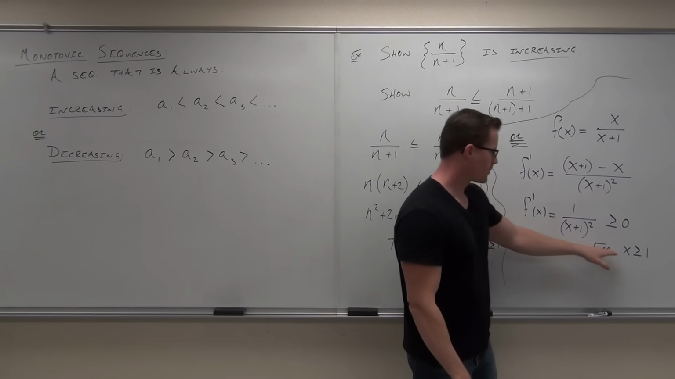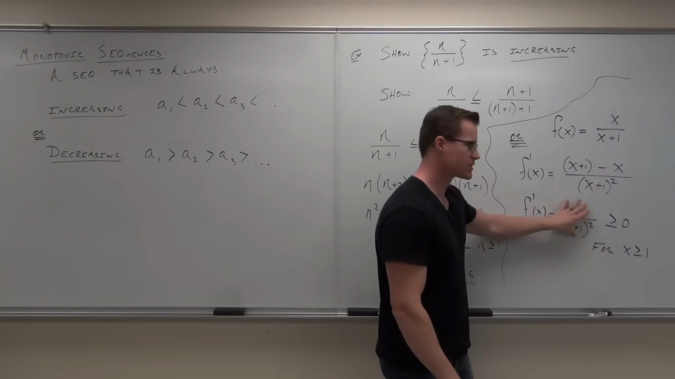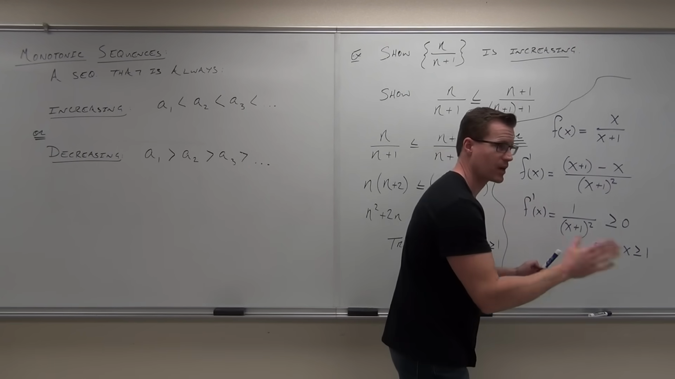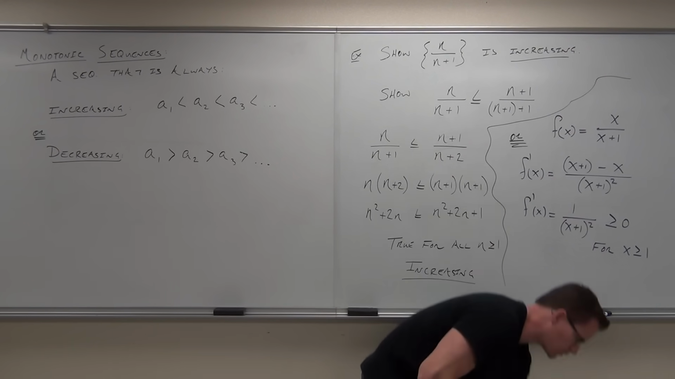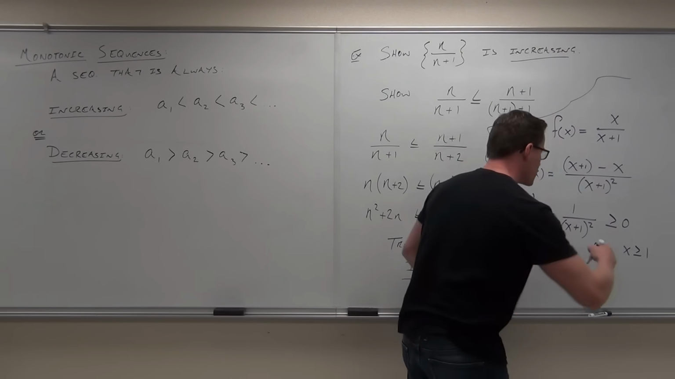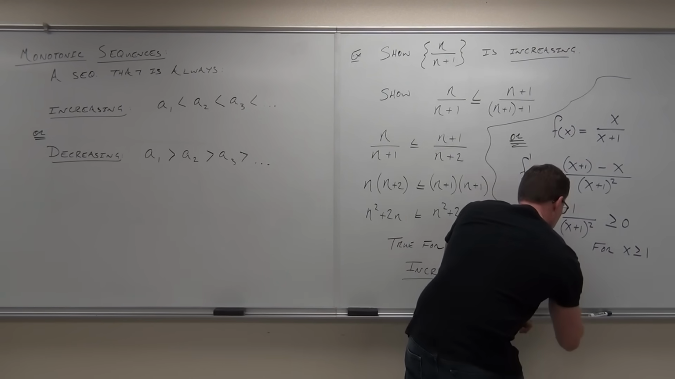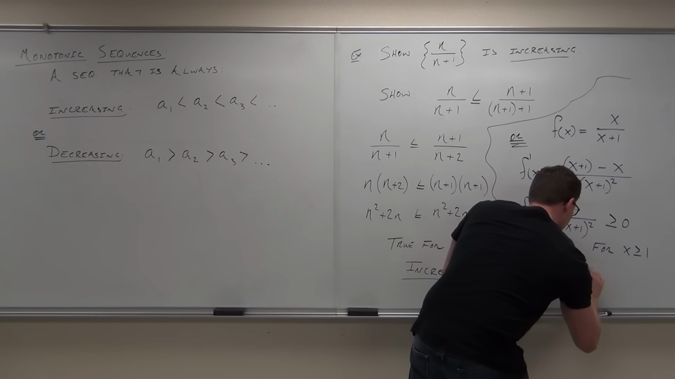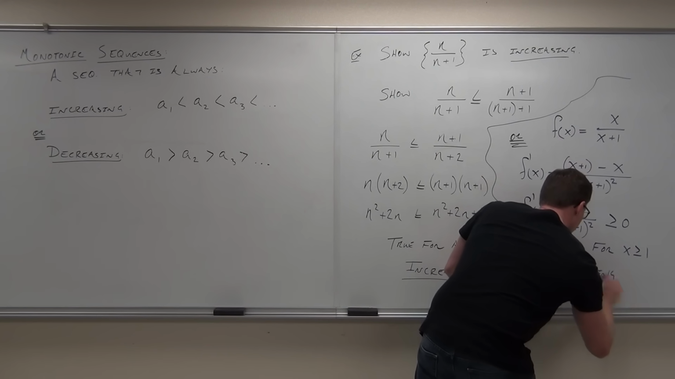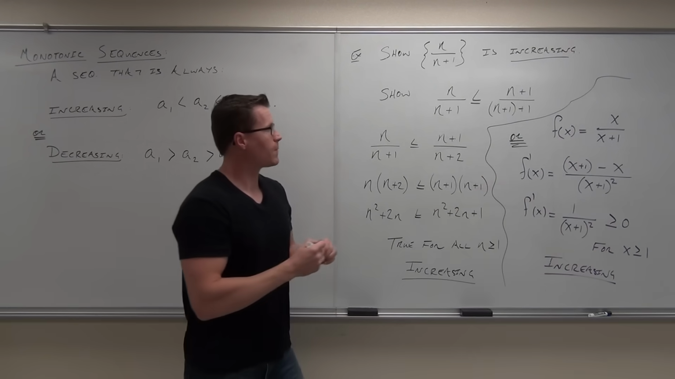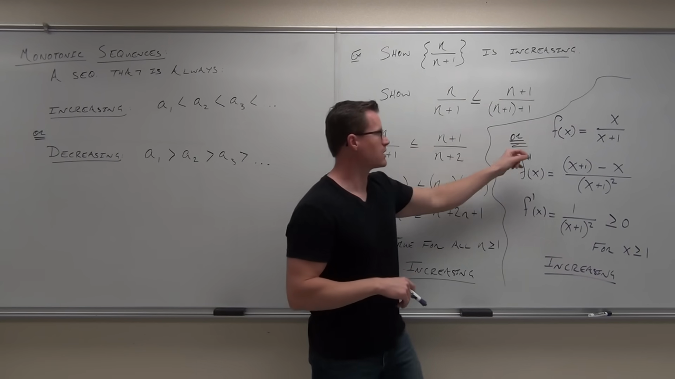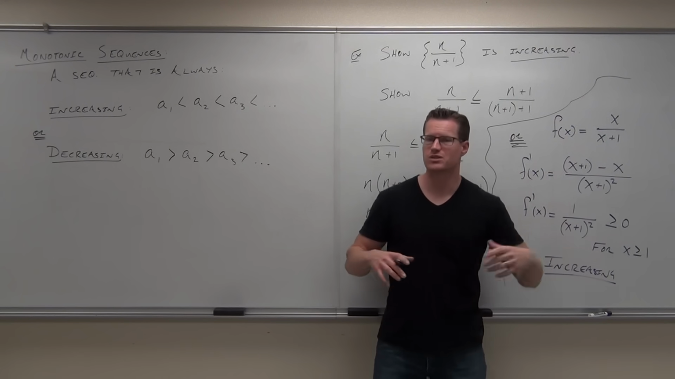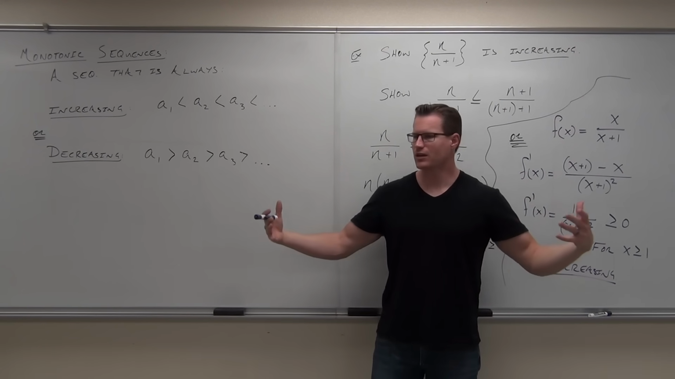So for x greater than or equal to 1, this is always true. It's actually true anywhere, but I don't have to have it anywhere. I just have to have it for x greater than or equal to 1 because that's where our sequence starts. So since this is greater than 0, this shows increasing as well. So there's really two ways to do it. You can consider a term and the next term and see what's going on. You can consider a derivative of some function that's based on your sequence and look at what's happening.